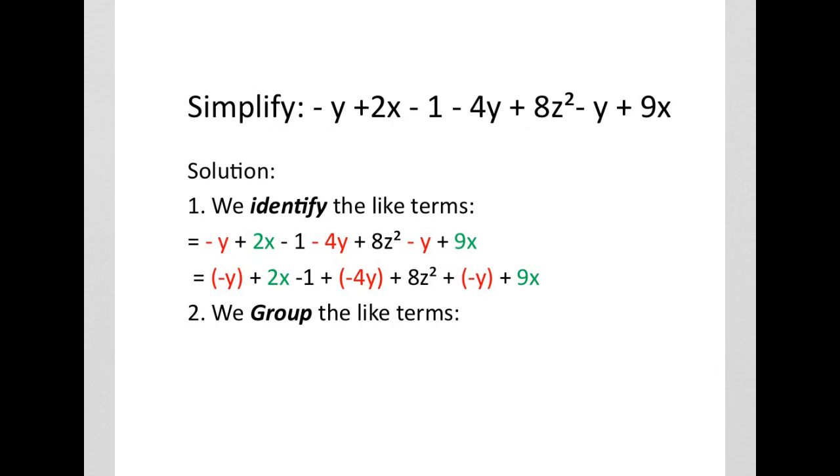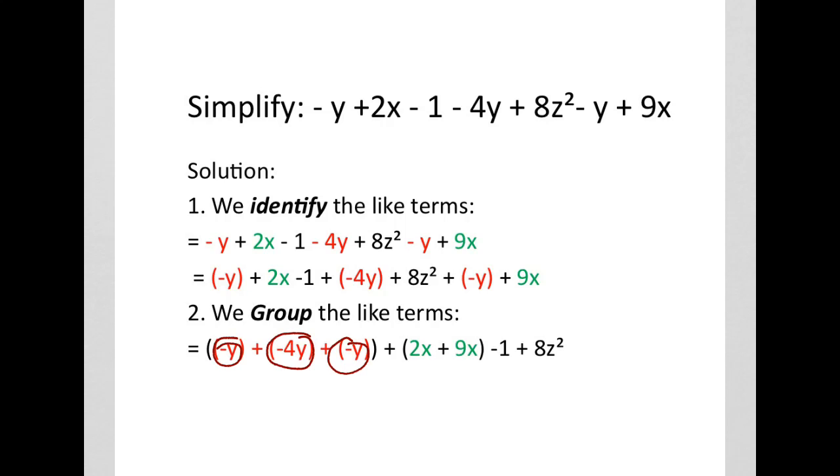Moving on, we group the like terms. So again, we need to group our y's, our x's, and our other variables. In doing that, we get minus y plus minus 4y plus minus y. And I like to put those in another set of brackets there. That way it makes our expression nicer to look at, because there's a lot going on here.